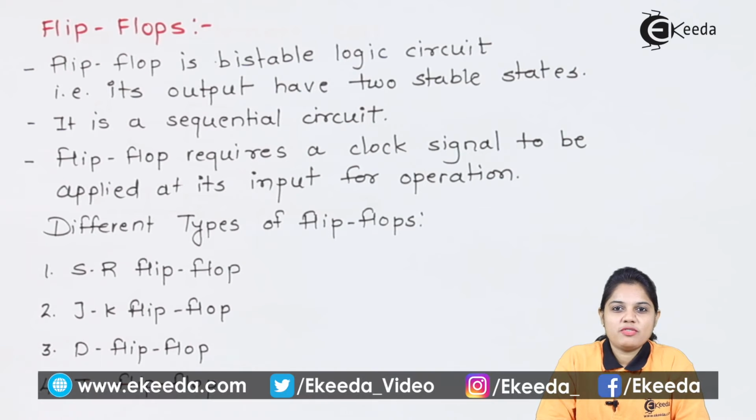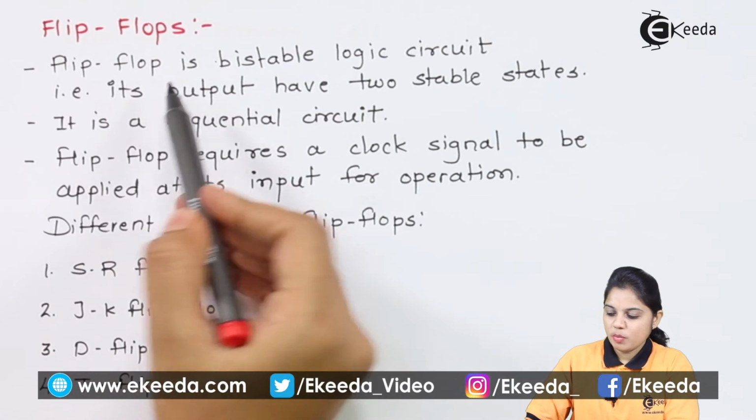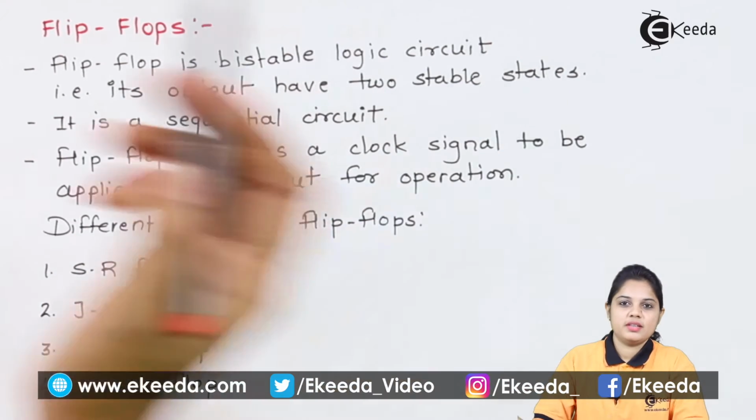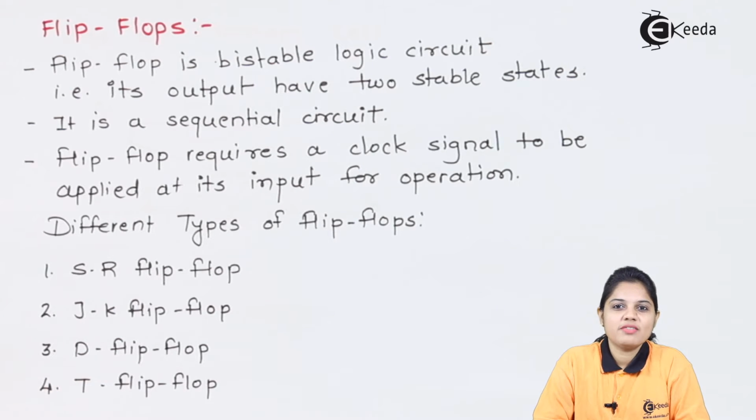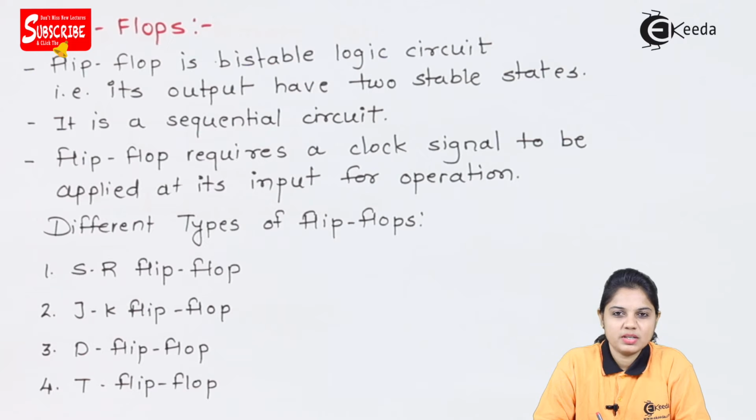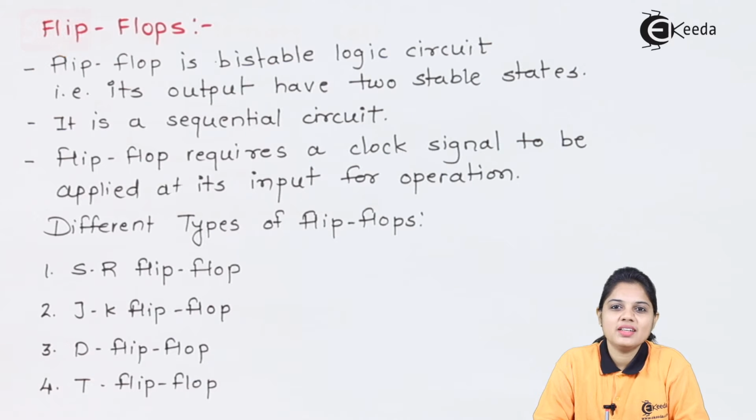So let's see what a flip-flop is. A flip-flop is a bistable logic circuit. We discussed the word bistable when we discussed the op-amp, that is, the multivibrator. The multivibrator is a device which has two stable states, called bistable. Likewise, a flip-flop also has two stable states. That means your flip-flop will be either in a zero state or in a one state.